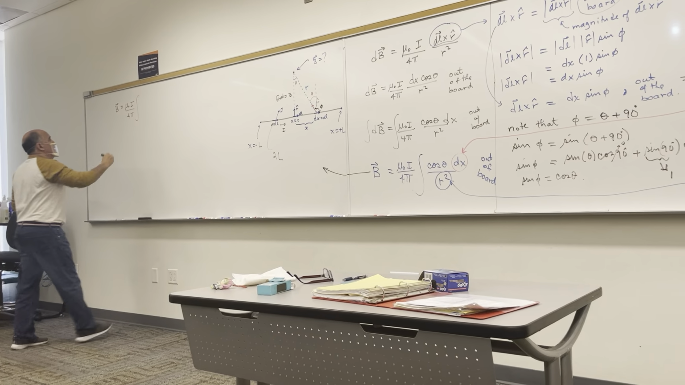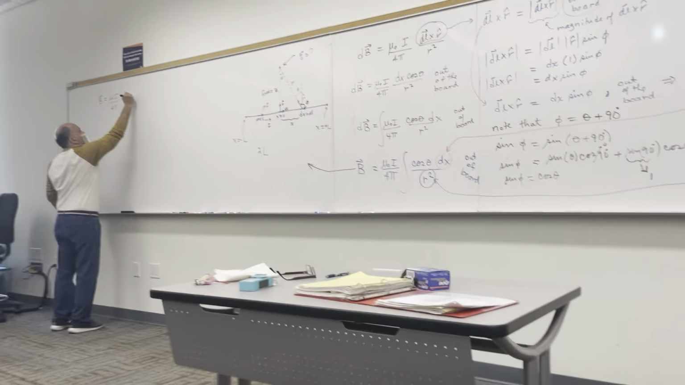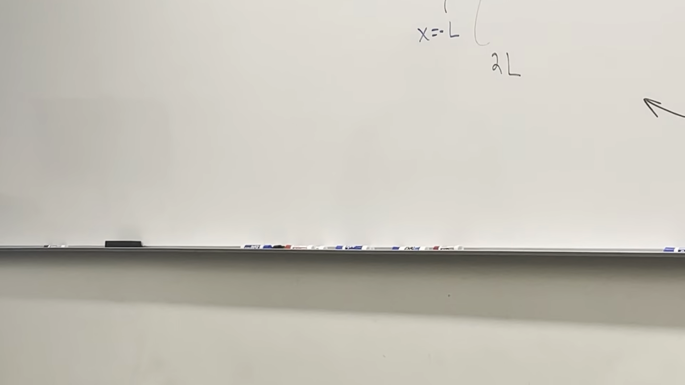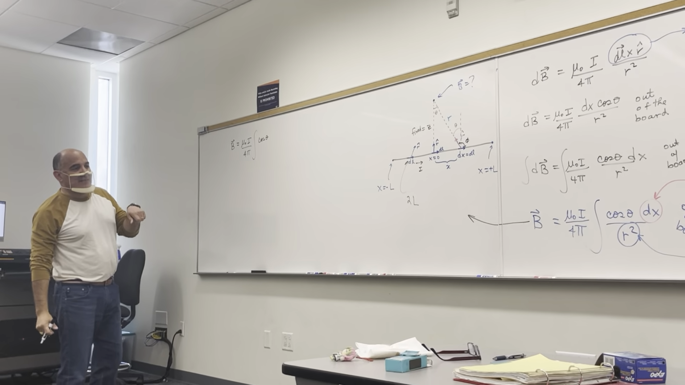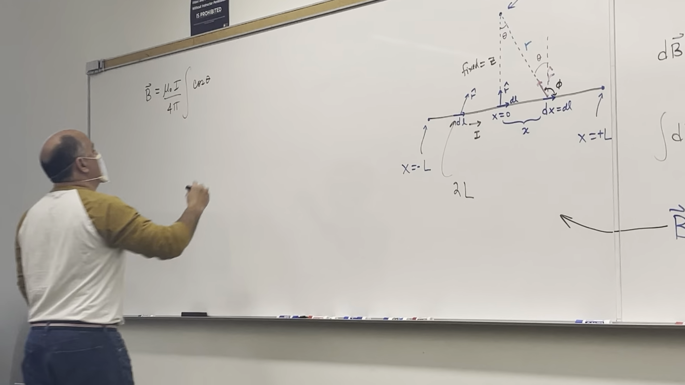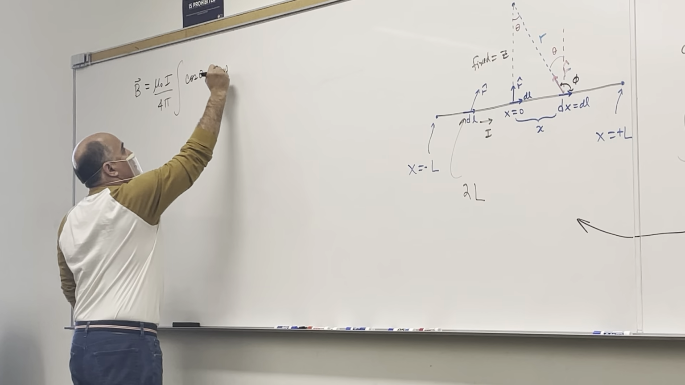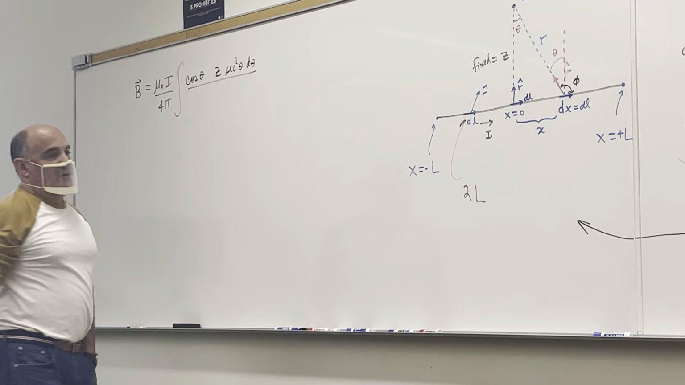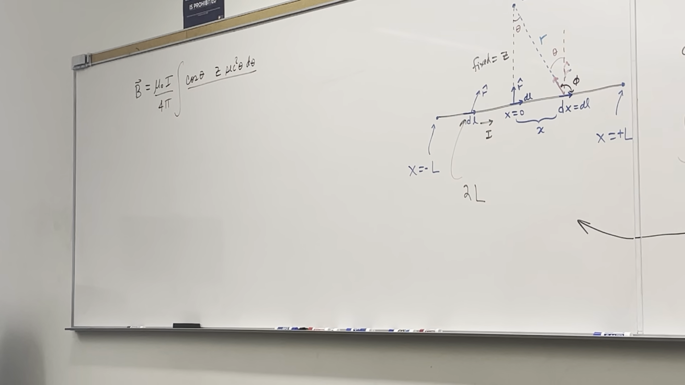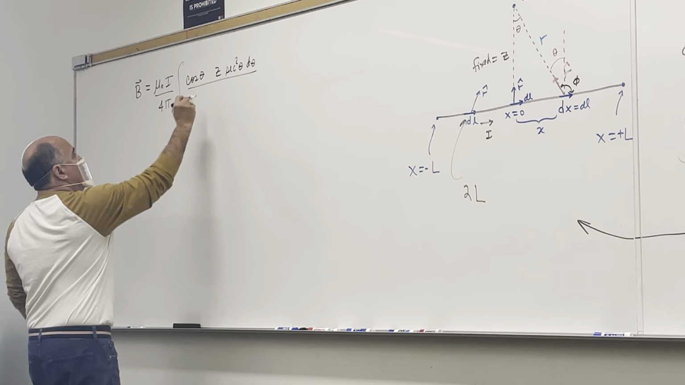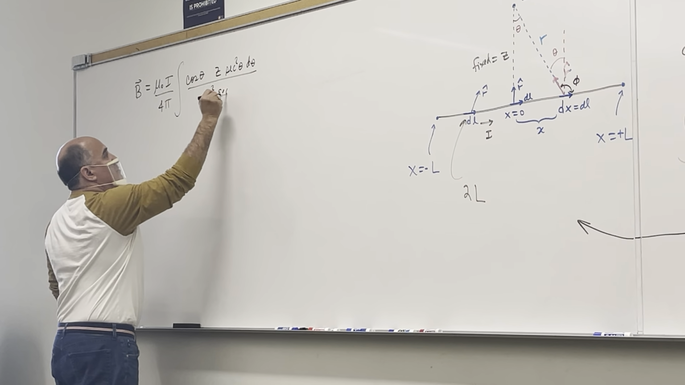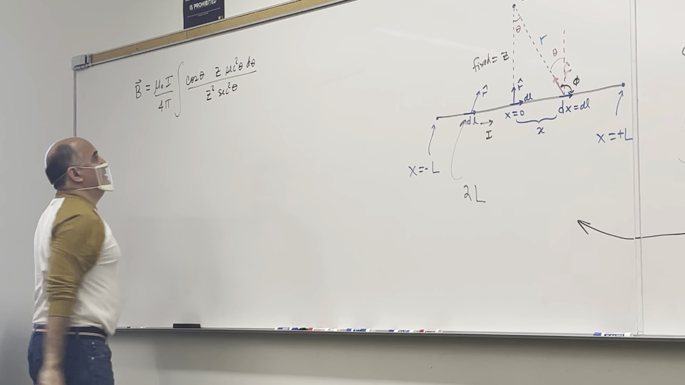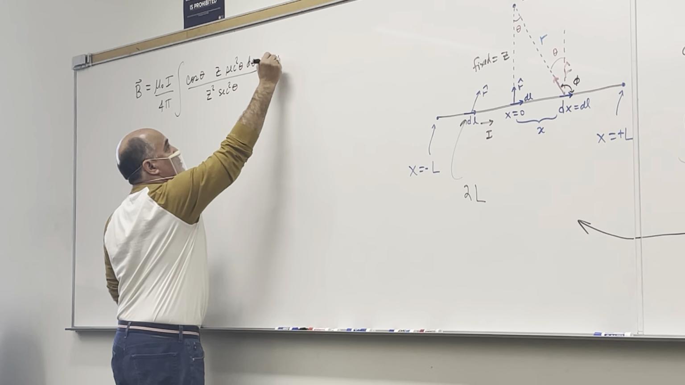I have a cosine theta. dx is z secant squared theta d theta. And r squared is z squared secant squared theta. Right? And all of this is out of the board.